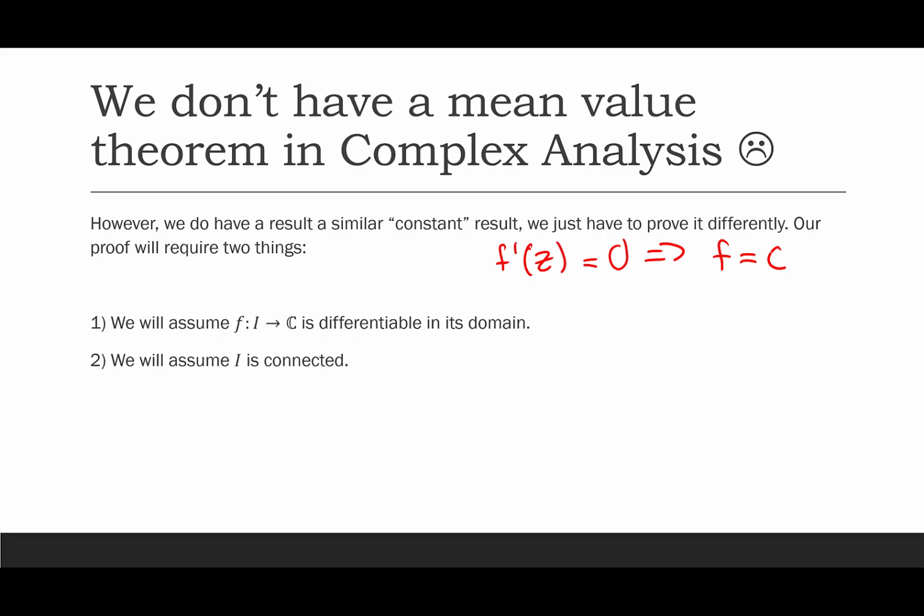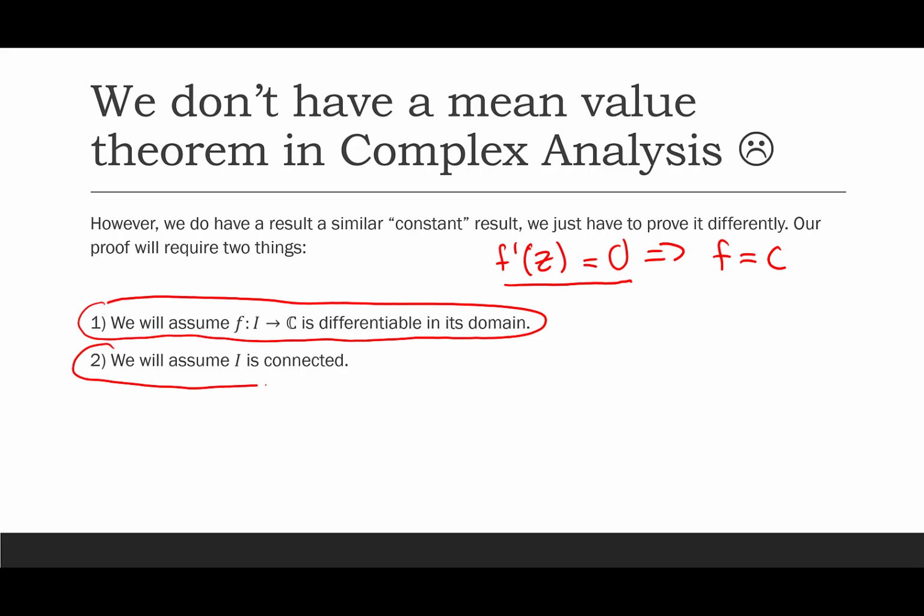Okay. So to prove this, we're going to have to assume a couple of things. First of all, we're going to have to assume that our function is differentiable everywhere in its domain, which makes sense if you think about this result anyway, because we're assuming the derivative is 0, so that means that the derivative has to exist, right? Okay, so that one shouldn't be too crazy.